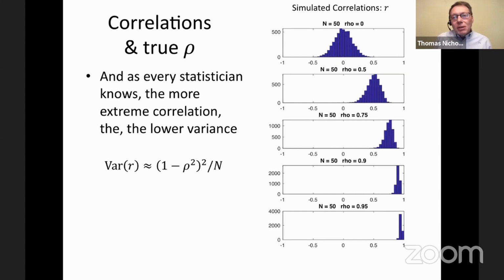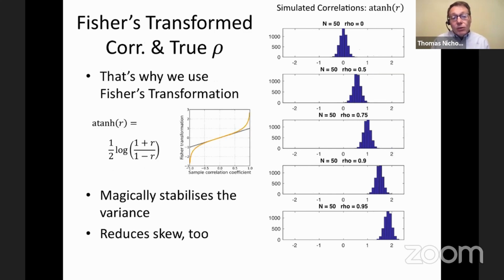not appreciated by all, is that the sampling variability decreases as the true correlation coefficient rho gets away from 0. And this is approximated by this simple expression here, and that motivates the use of Fisher's transformation. So Fisher's transformation, which is the arctanh, the hyperbolic arctangent function, miraculously, here I'm showing you for a range of different rho, 0 up through 0.95.